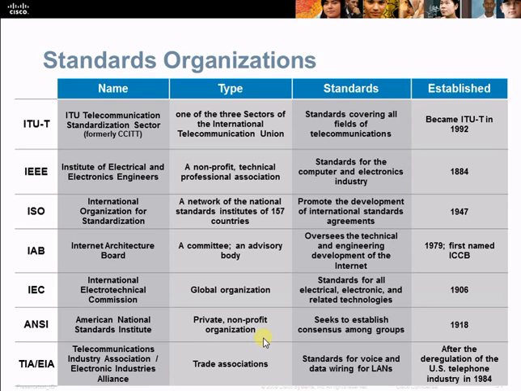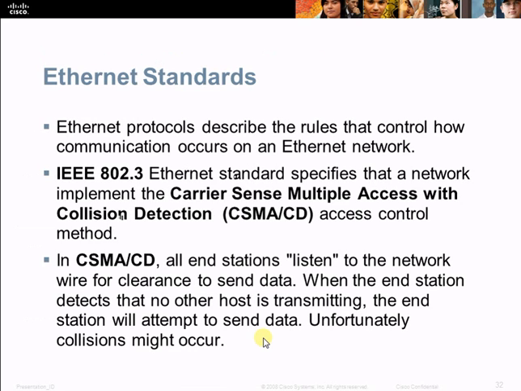So there are some Ethernet standards. Ethernet is one of the major components of our networks. Ethernet protocols describe the rules that control how communication occurs on a network. And the IEEE 802.3 is the standard that specifies the carrier sense multiple access with collision detection access control method. So this is what you want to know, that Ethernet is 802.3.